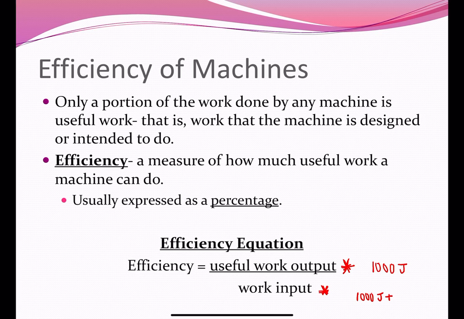So the input is always bigger, you may want to write this down, than the output. The input is always bigger, the output is always smaller. So the efficiency is always going to be less than 100. That should really help you a lot with your calculations, because if you get something greater than 100, then you flipped those two. So switch it up and do it right the second time, okay?